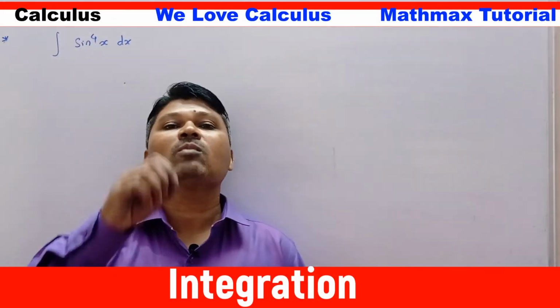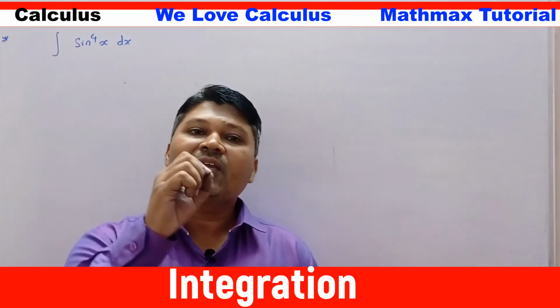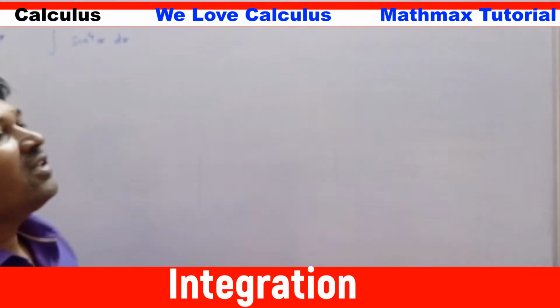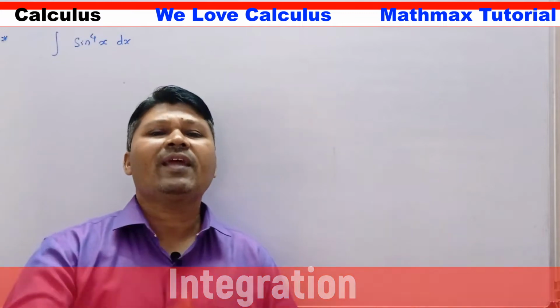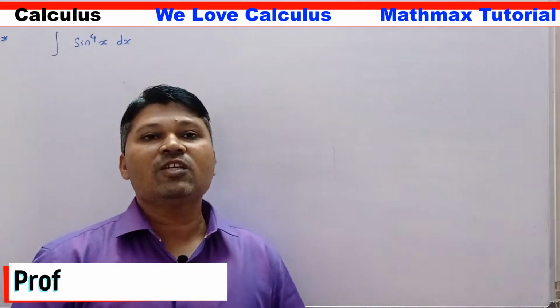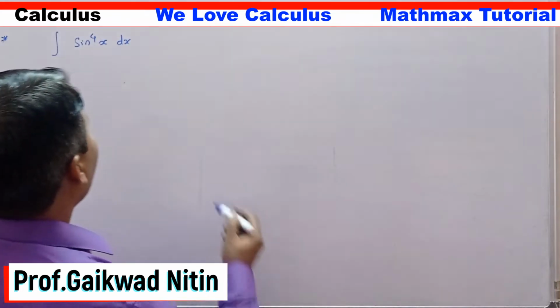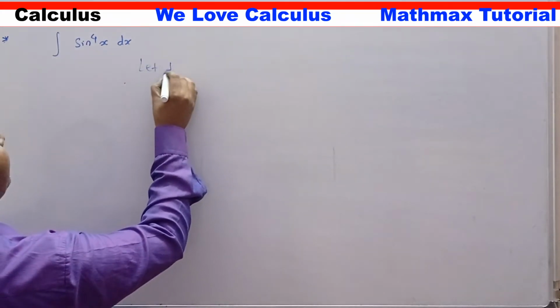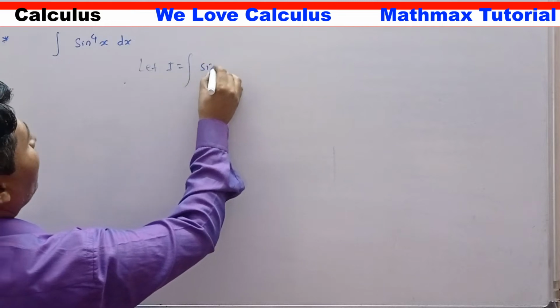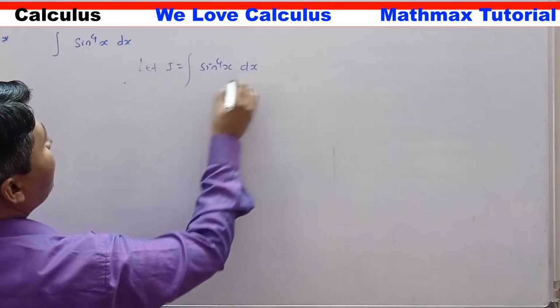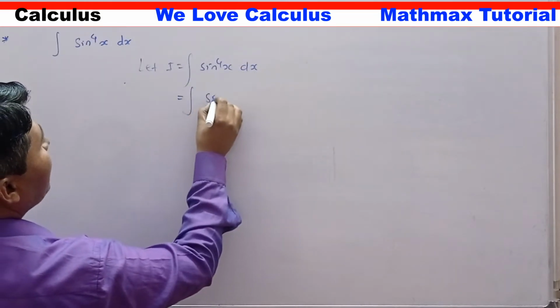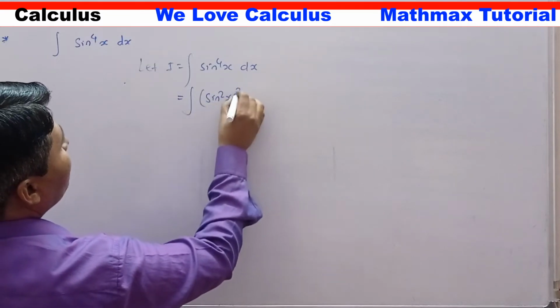Today we have a problem on integration. The given problem is the integration of sine raised to 4x dx. How can it be solved in an easy and simple way to get the better solution? Let's start. Let I be equal to the integration of sine raised to the power 4 of x. The simplification is written as (sine square x) whole square dx.